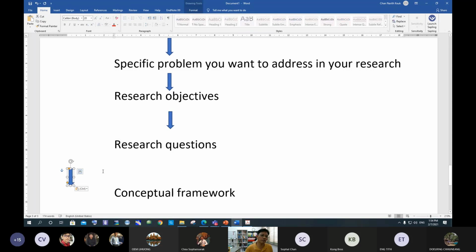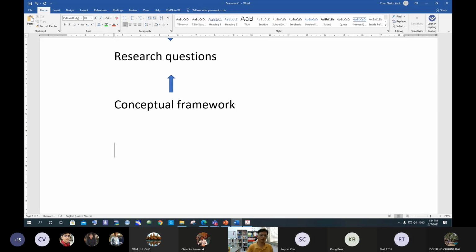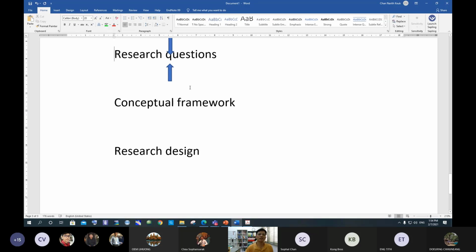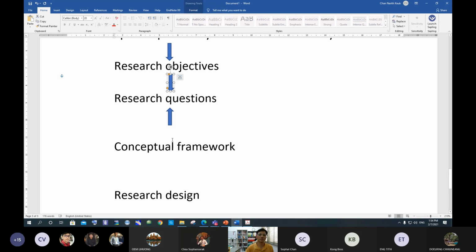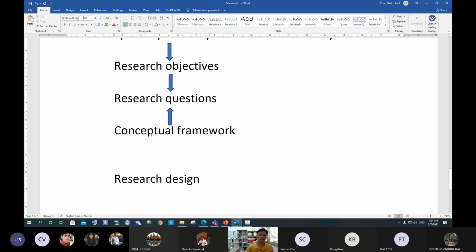Okay, so here, and so here, but this time I move my arrow upward. Okay, because the conceptual framework informs the research problem. So the conceptual framework comes back. Okay, and then research design. Okay, and let me move up.